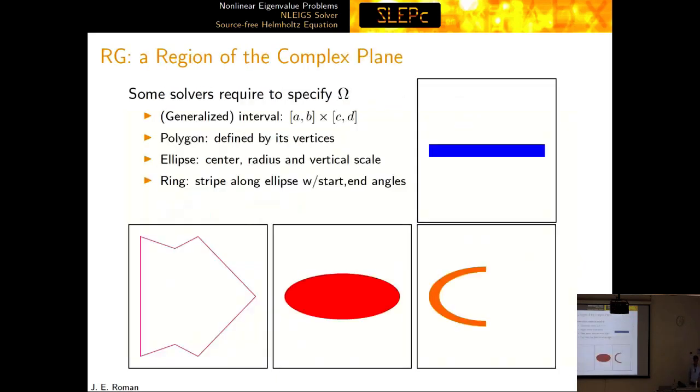Okay, apart from defining the problem, I need to define a region of the complex plane where we are interested in the solution of the eigenvalue problem. For this, we also define an auxiliary object called RG for defining different types of regions, such as polygon, ellipse, etc. Okay, so this is for the definition of the problem.